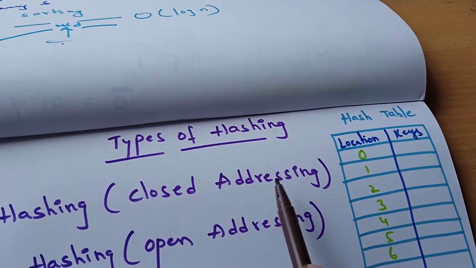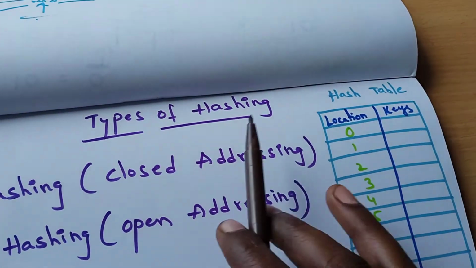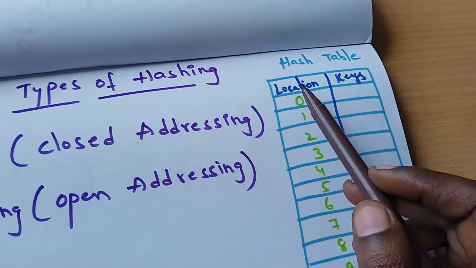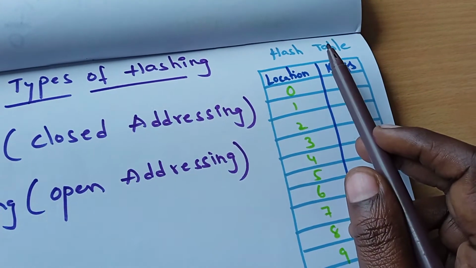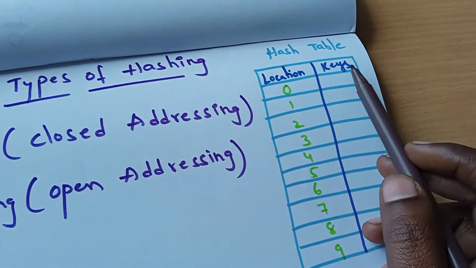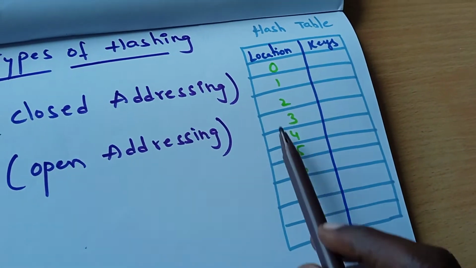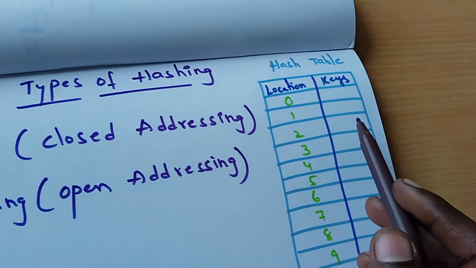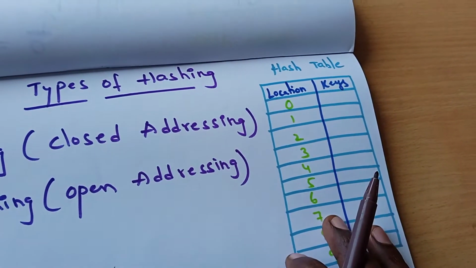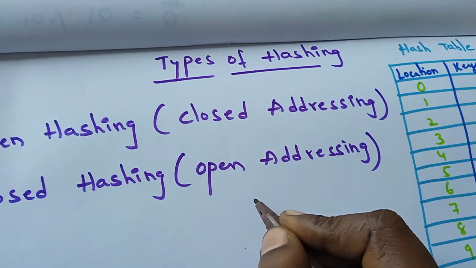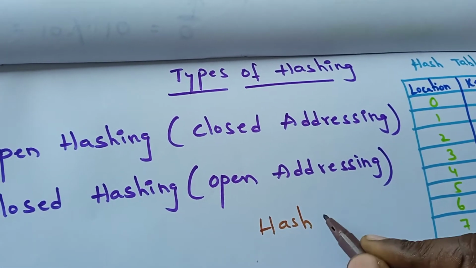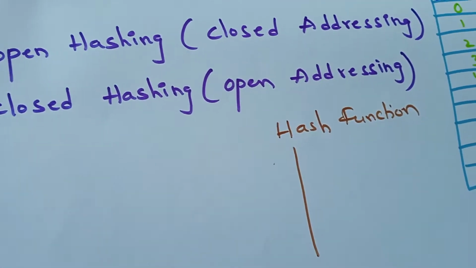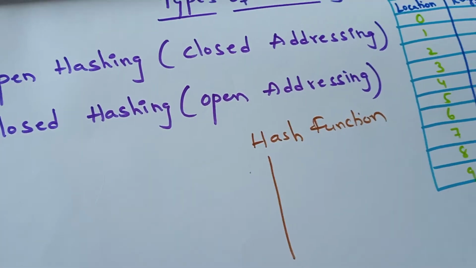Right. So before we step into this, let's understand what a hash table is. A hash table will have a location or a value, and keys. What will this hash table contain? The hash table will store all the keys by evaluating the hash function.